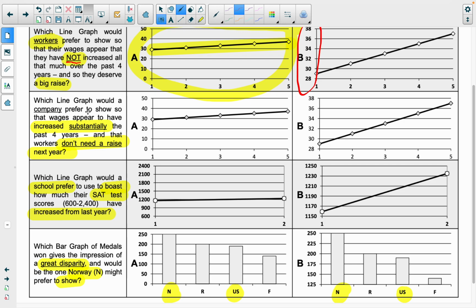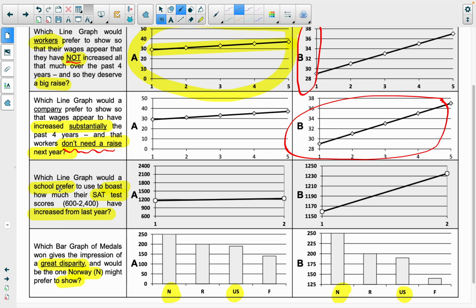All right, which line graph would a company prefer to show so that it looks like you don't need a raise? A or B? Which one looks like I've been giving you a raise every year? Jack? B, yeah. Like you don't need a raise. Look, every year it's going up.